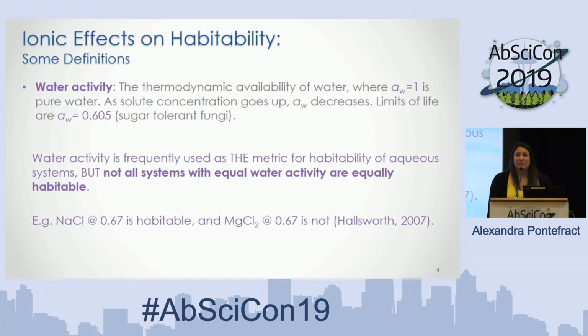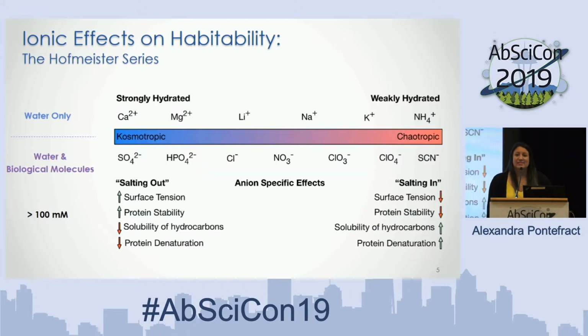And the thing that I want to drive home, and something to think about going forward, is that we usually use water activity as the metric for habitability, but it's really important to understand that these values aren't all equally habitable. So an NaCl system at 0.67 is habitable, but an MgCl2 system at the same water activity is not. And that has to do with these ions in the Hofmeister series.